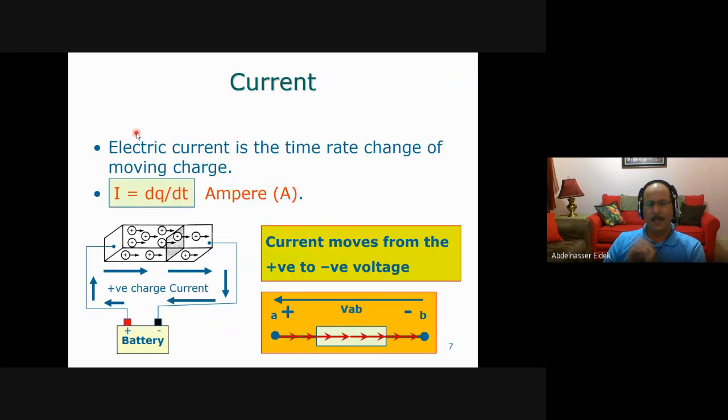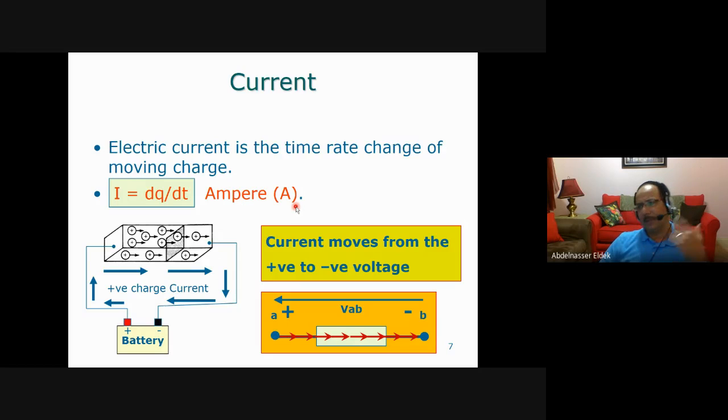Second, here is the current. As I said before, for current we must have charges moving. But exactly, the electric current is not just charges. It is the time rate change of moving charges. So we explain this mathematically like this. It is dq by dt, and the unit is ampere.